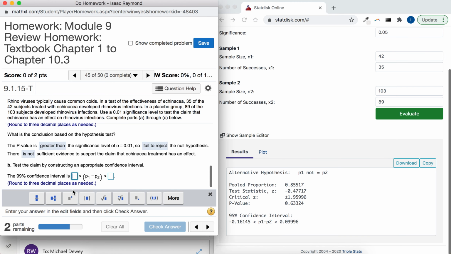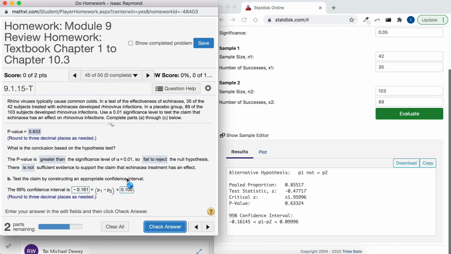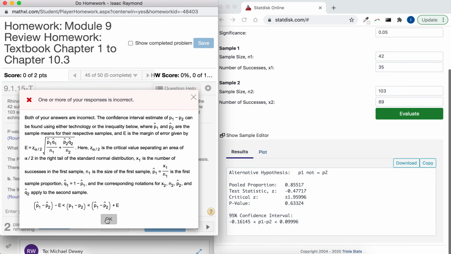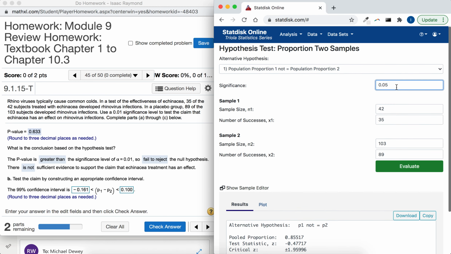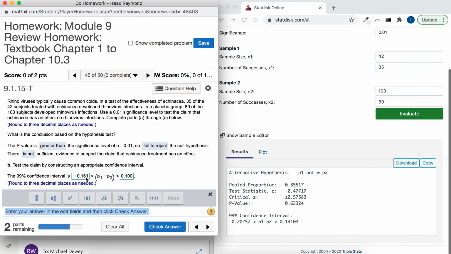Confidence interval, that's also spit out here. 3 decimal places. So the third decimal place gets rounded up. Let's see. 3 decimal places. Oh, it's a 99% confidence interval though. So we need to change significance to 0.01. And there's our 99% confidence interval.